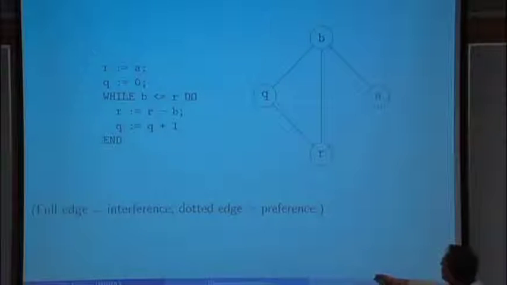Oh, yeah, they are not assigned here, but they are live at the beginning. Okay, that's a bad example. B and Q, for instance, interfere because here we are assigning Q and B is live across this assignment.